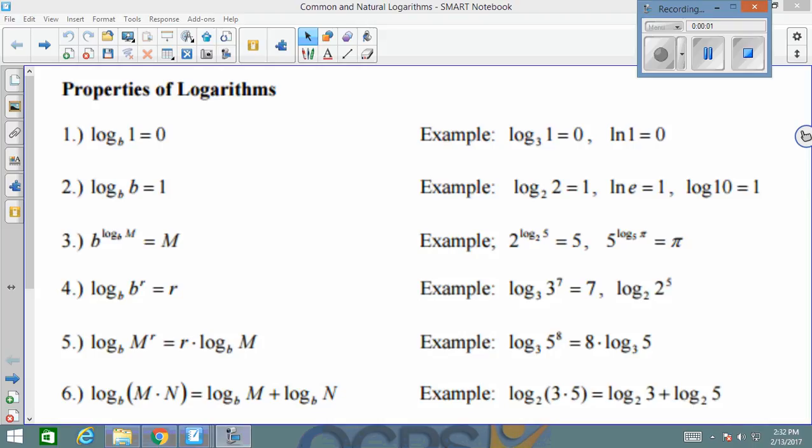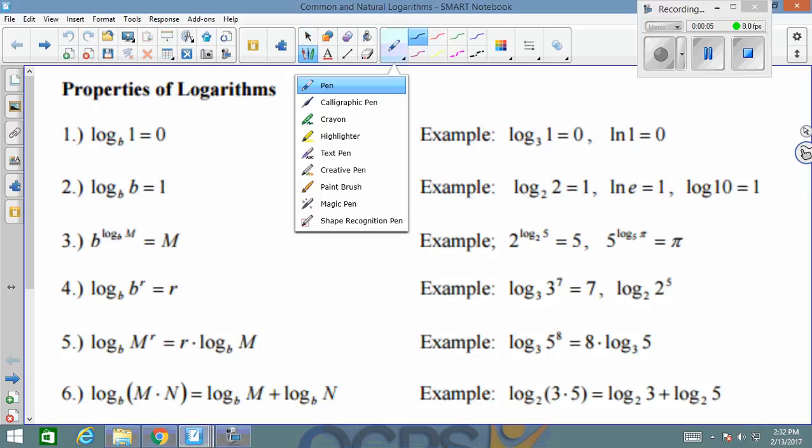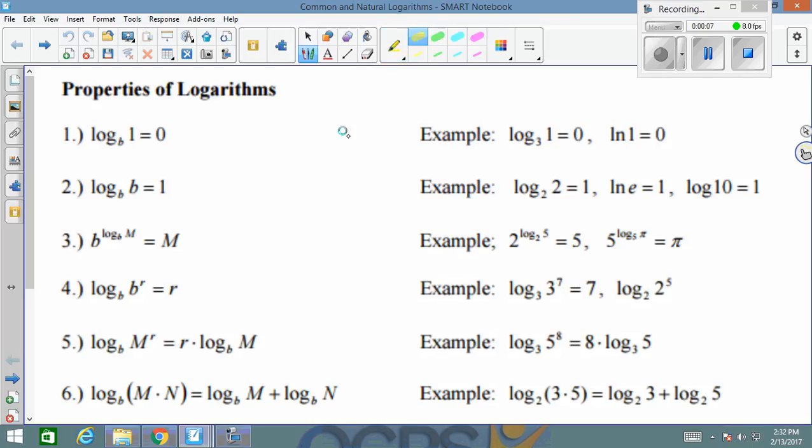Alright, so today we're going to talk about some more things about logarithms. We're going to start off with the properties, and I'm going to highlight the main properties that you need to know. You're definitely going to know the first one, that the log of 1 is always going to be 0, okay? And the log of the base itself is always going to be 1, okay?